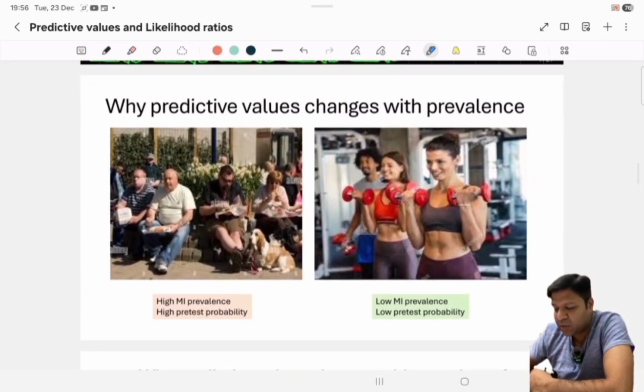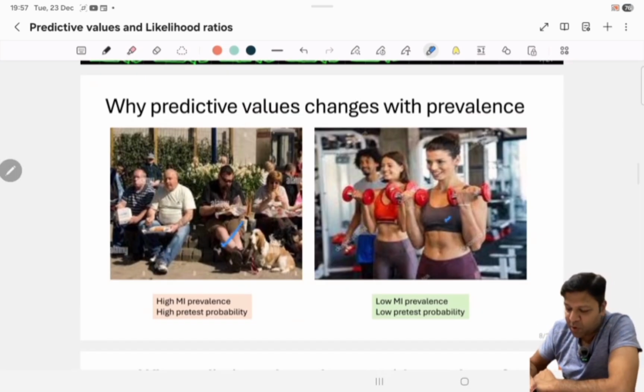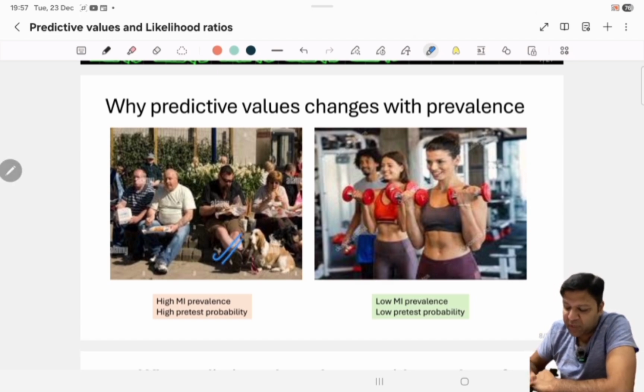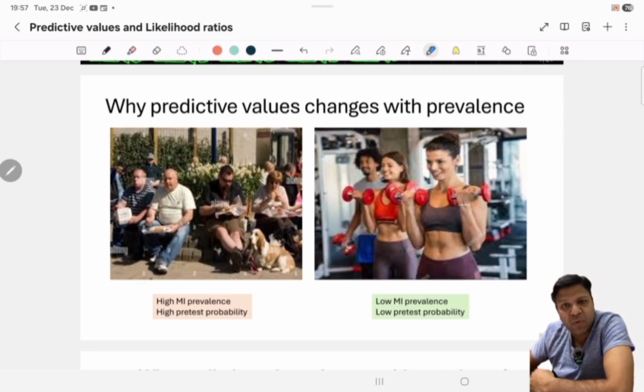So now let's look at the population. This is population 1, this is population 2. Do you think the probability of having cardiovascular disease is the same in both these patients if one patient is coming from this population and one patient is coming from this population? No. Why? Because this is an unhealthy population. So the probability of having cardiovascular disease is more in the patient coming from this population, and it will be less if the patient is coming from this population.